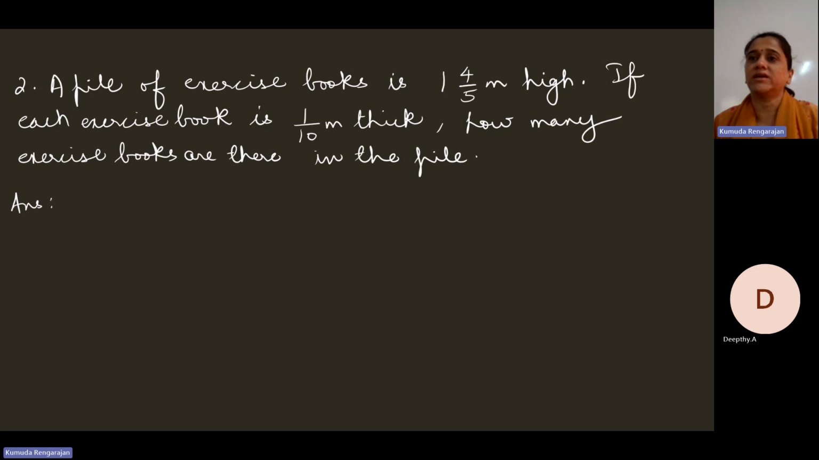Now, how many books are there? See here: 50 centimeters, 2 centimeters, 4 centimeters, 6 centimeters, 8 centimeters, 10 centimeters, 12 centimeters. You place one book on the table. The thickness is 2 centimeters. You place another book over it.